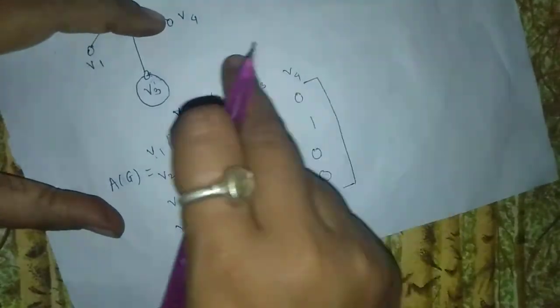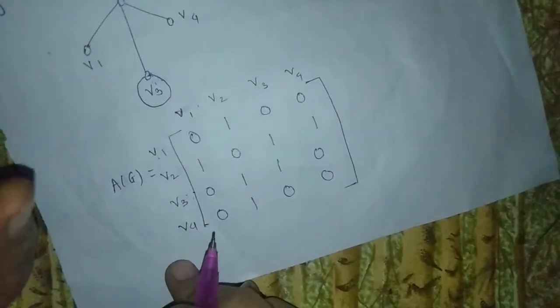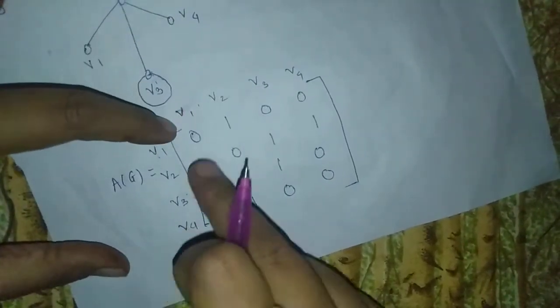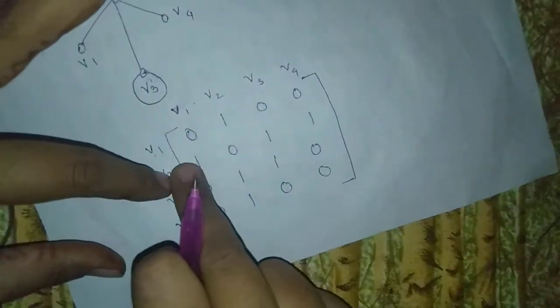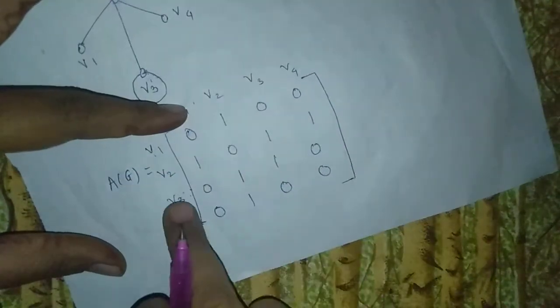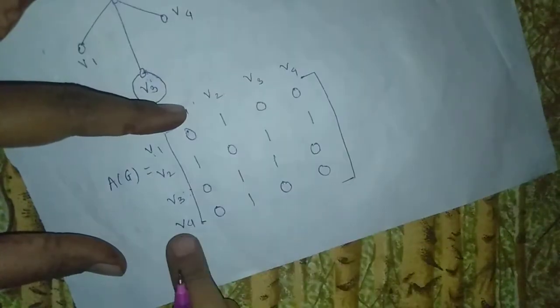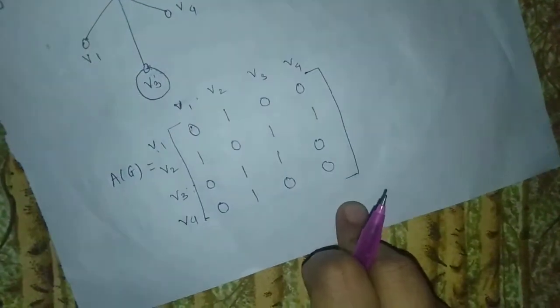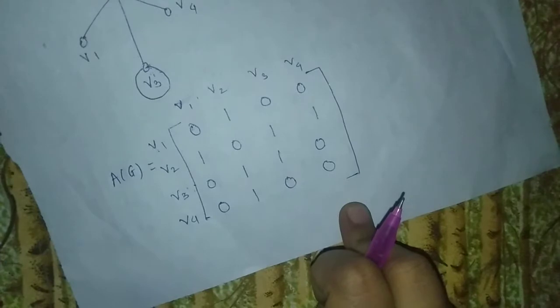Now as you can see, this matrix is a symmetric matrix, because the first row is the first column, the second row is the second column, the third row is the third column, the fourth row is the fourth column. So the adjacency matrix is a symmetric matrix.